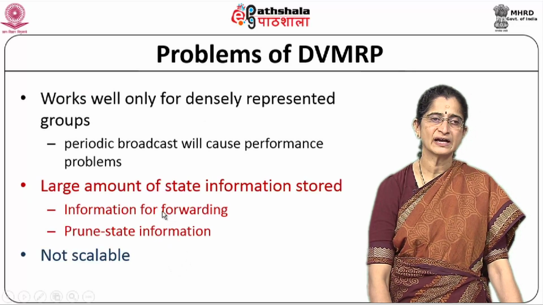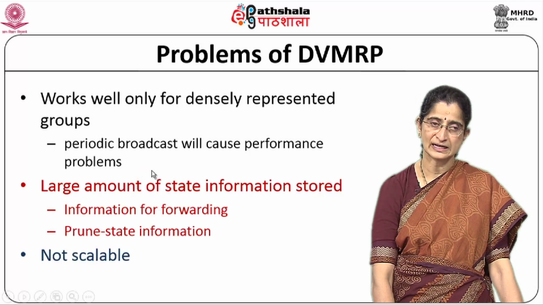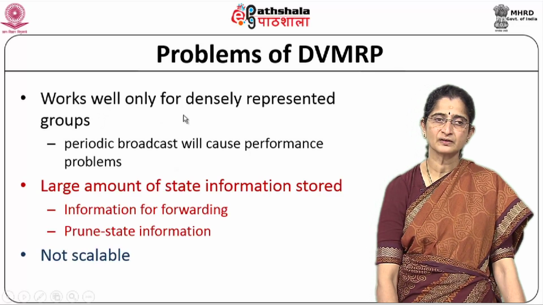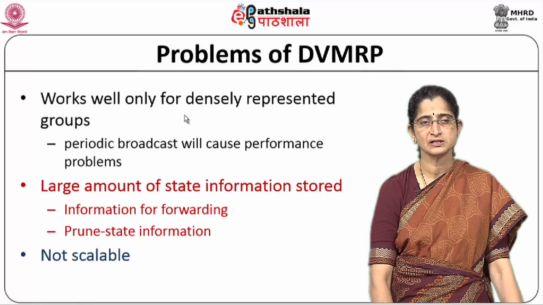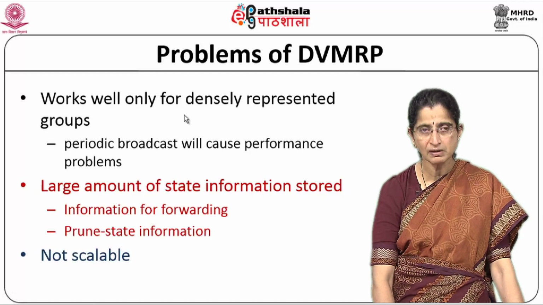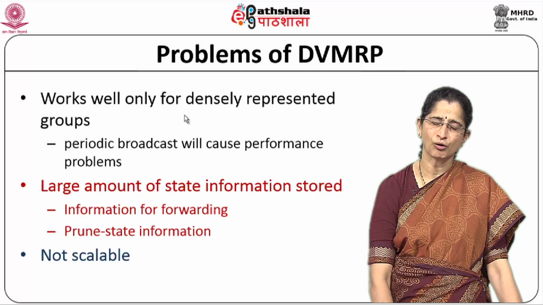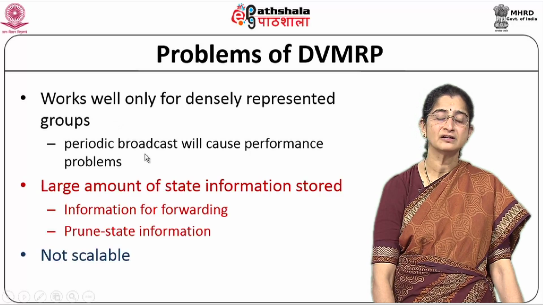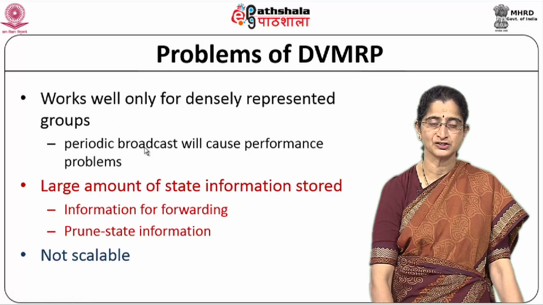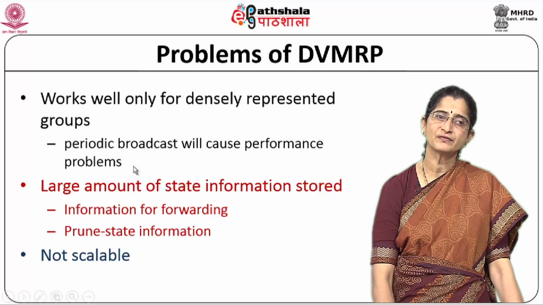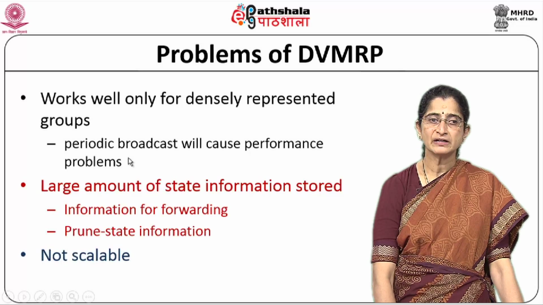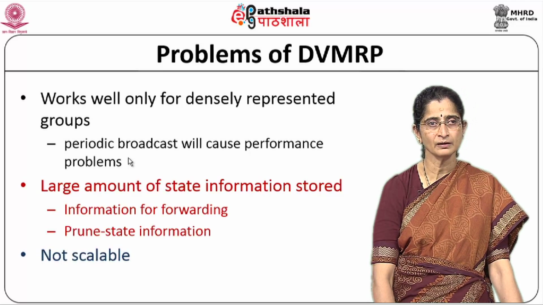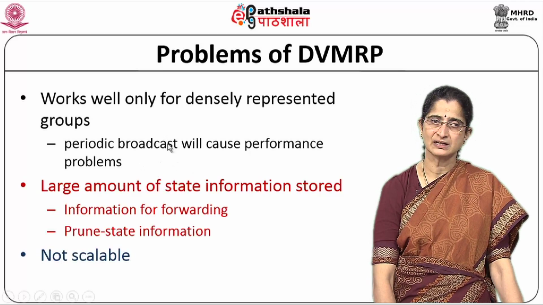Other problems with the DVMRP protocol, which is the reason why it is not as popular as other protocols that have come after it, are that it works very well mainly for densely populated groups. When you have a network where there are many members of the group, your multicast is almost similar to a broadcast mechanism, that is, you have many branches and many hosts belonging to those branches of the tree. In those cases the overhead is really not too much, but when you have a sparse tree there will be a lot of messages that need to be sent, a lot of prune messages and so on. So, it becomes a little inefficient.